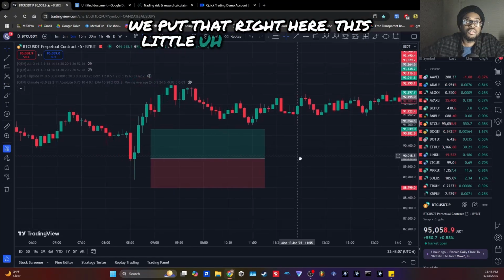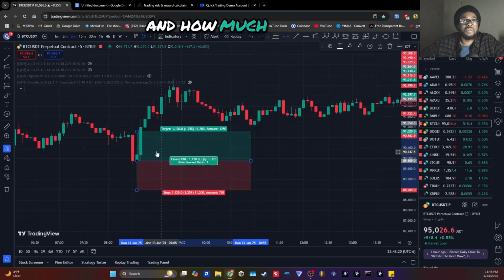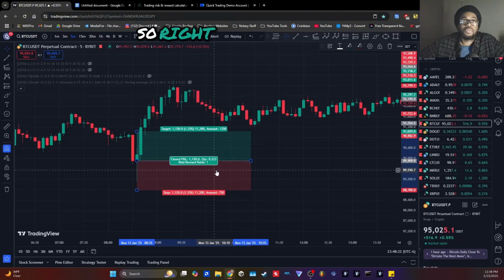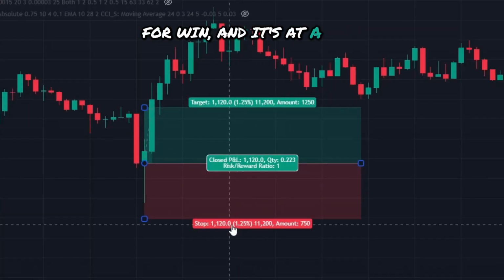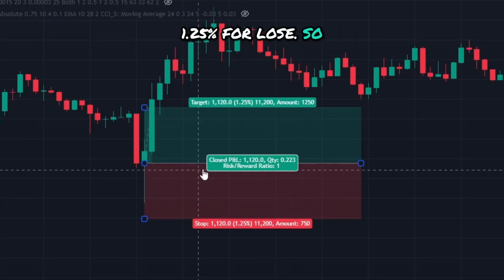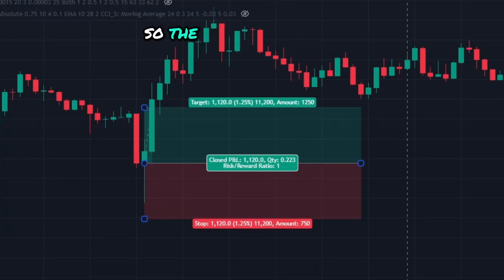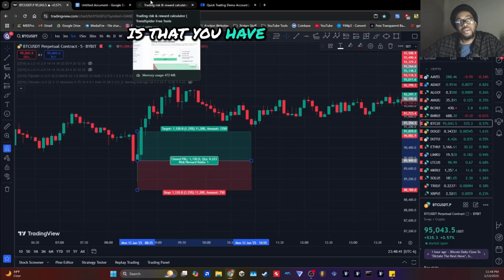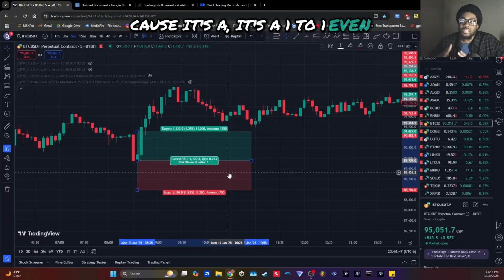This little tool right here gives you a good idea of how much you could potentially lose and how much you could potentially win. So right now it's at 1.25% for win, and it's at 1.25% for lose. So that means that your risk to reward ratio is literally 1. The thing is with this is that you have to basically win more than what you lose in order for this to be profitable, because it's a 1-to-1 even ratio.